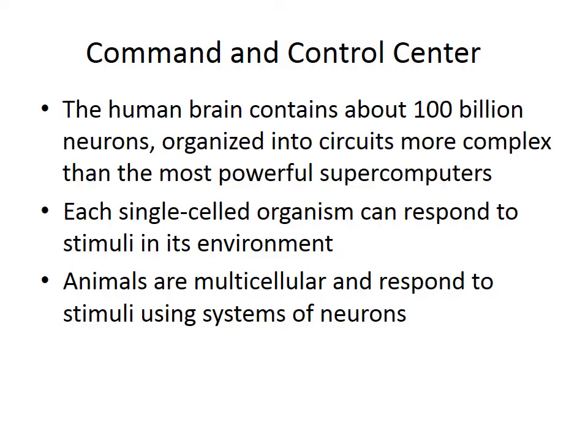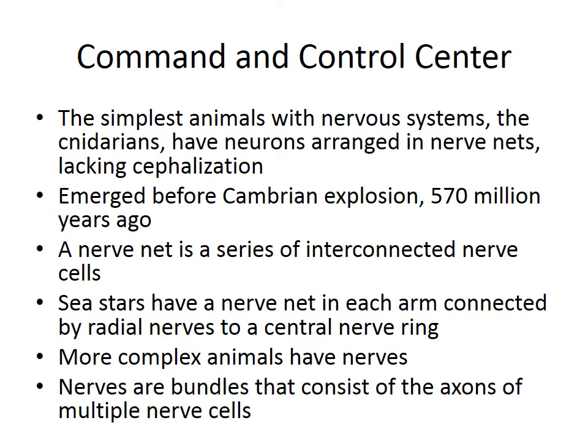The human brain contains about 100 billion neurons, and they're organized into circuits more complex than the most powerful supercomputers. Each single-celled organism can respond to stimuli in its environment. Animals are multicellular and respond to stimuli using systems of neurons. So let's look at the command and control center. The simplest animals with nervous systems, which would be the cnidarians, have neurons arranged in nerve nets, which lacks cephalization. So cephalization means head, so there's no head of the animal. So they just have nerve nets, so no brain in that sense.